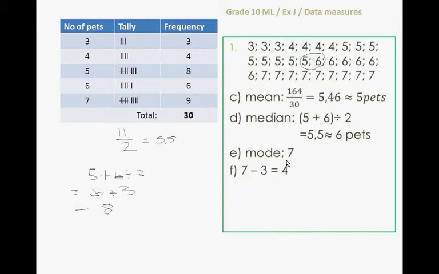The mode is the value that occurs most often, so that would be the 7, and the range is the largest value minus the smallest value, which is 4.